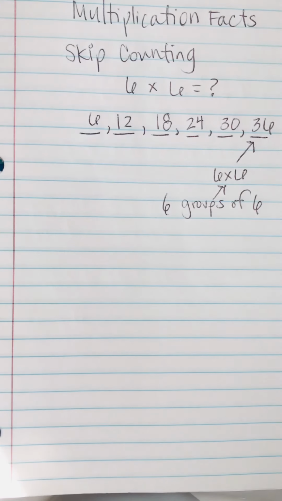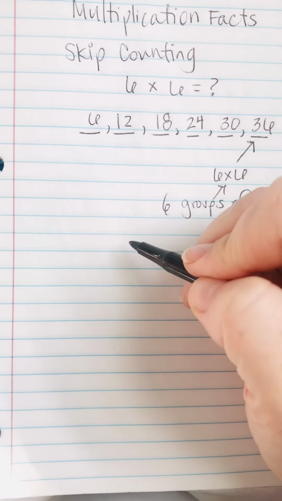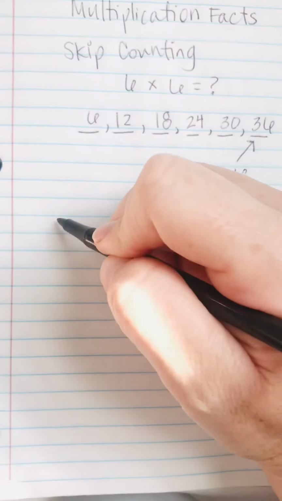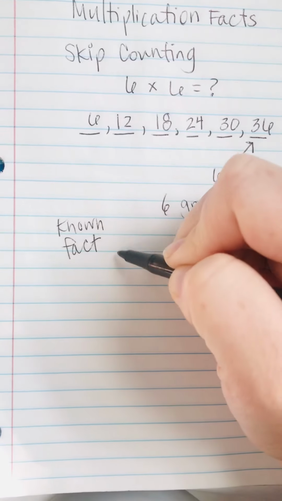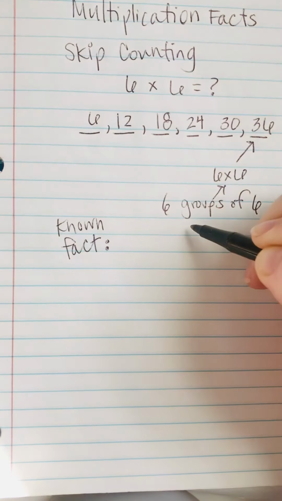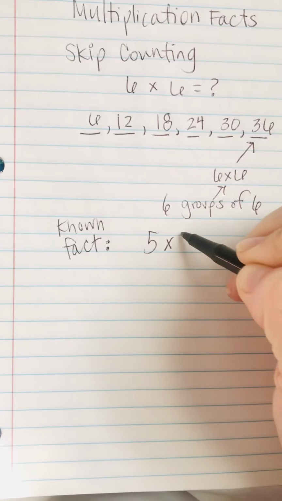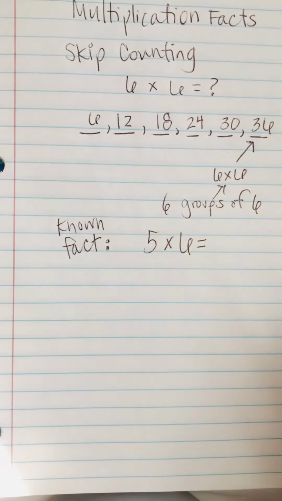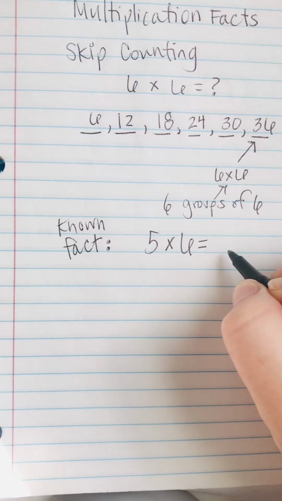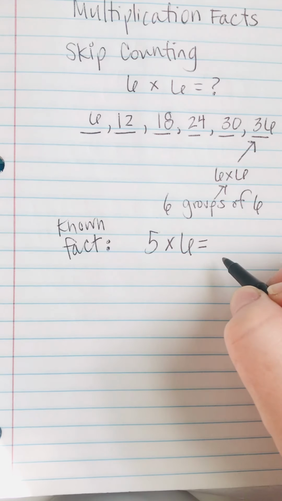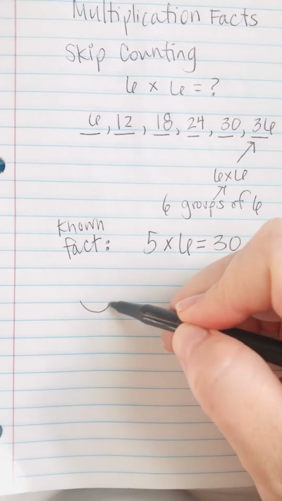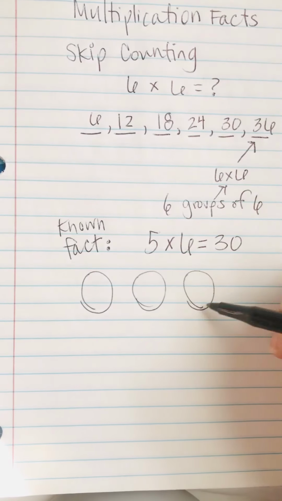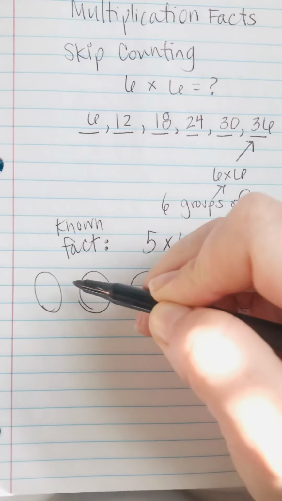But if we think about our knowledge of easy, friendly facts, and I like to call these known facts, we can solve any multiplication problem by starting with a known fact. So we know our 5s pretty easily. 5 times 6 is, say it in your head, 30.